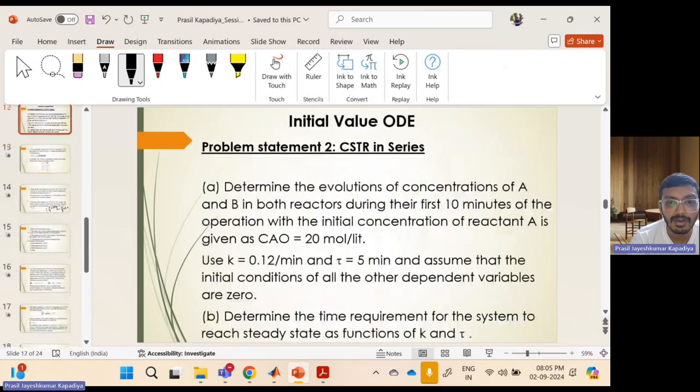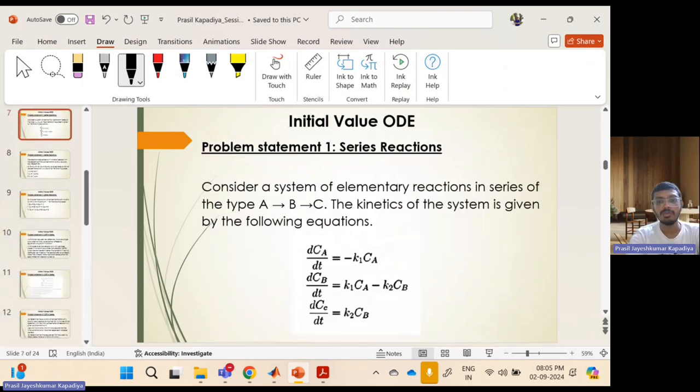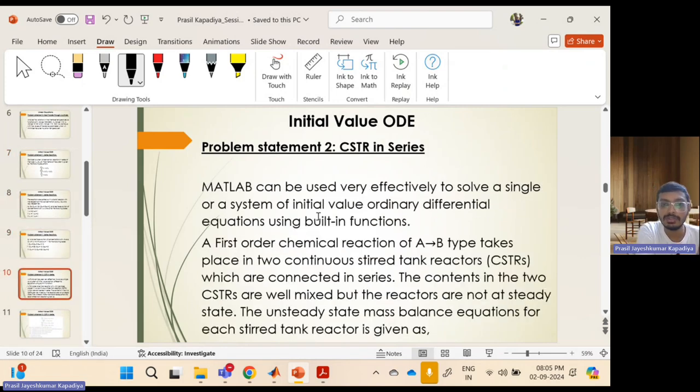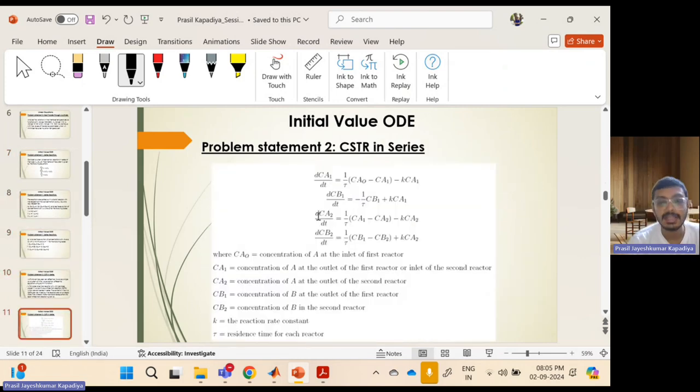In next week's lecture, we are going to see two problems. First is series reactions, A to B to C, and the second problem that we are going to see is CSTRs in series. So two continuous stirred tank reactors are kept in series, and we are going to see how concentration varies in this case.